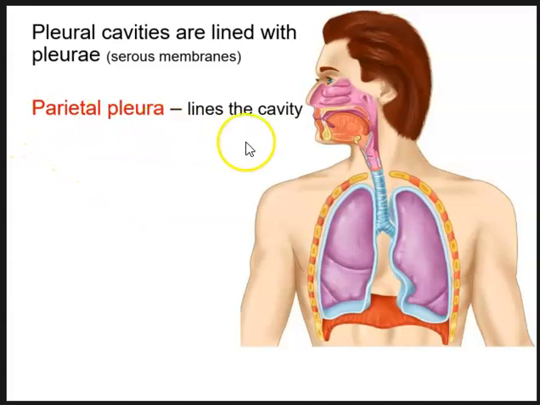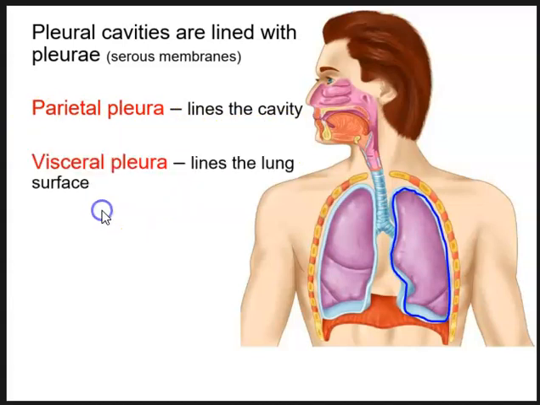We have the parietal pleura that lines the thoracic cavity, and then we have the visceral pleura. So viscera means organ, so the visceral pleura is the pleura that lines the lung surface. So the blue represents the parietal pleura, and the yellow line represents the visceral pleura.